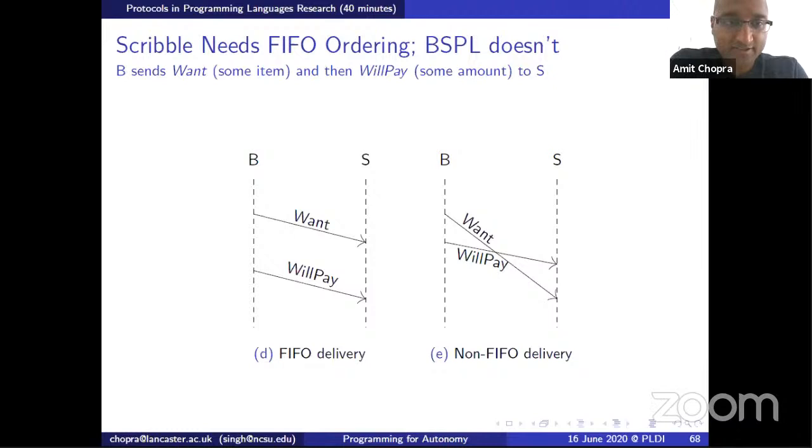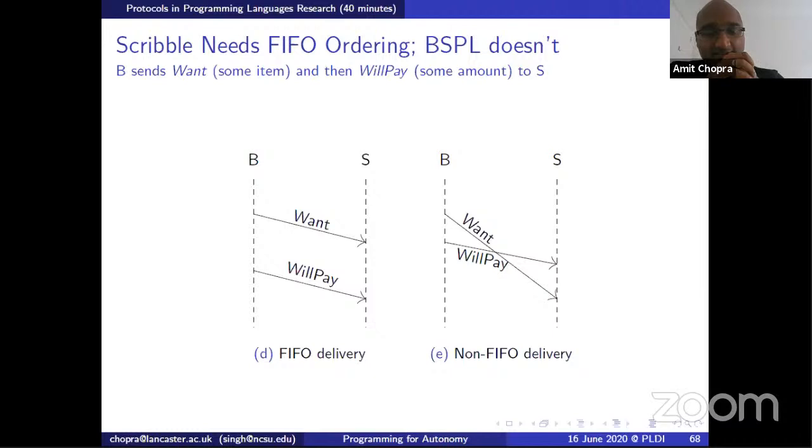So here's a very simple example. Buyer wants some item and will pay some amount to S. It's a very elementary, maybe somewhat unrealistic example, two messages being sent by the same party, one after the other, but it's possible to write a protocol like this. Why not? So buyer sends want. There are two ways this interaction could go if you didn't have FIFO. One is the buyer sends want and it is received by the seller, and then the buyer sends will pay and it is received. Or rather, want and will pay are received by the seller in the same order in which they're sent by the buyer.